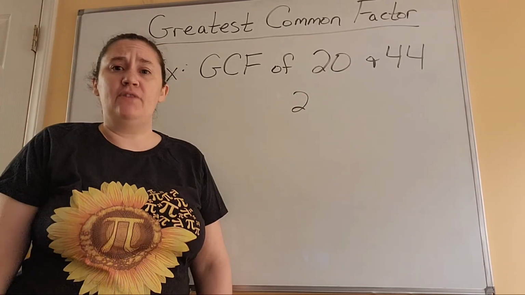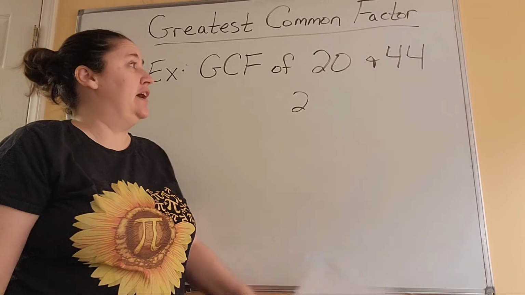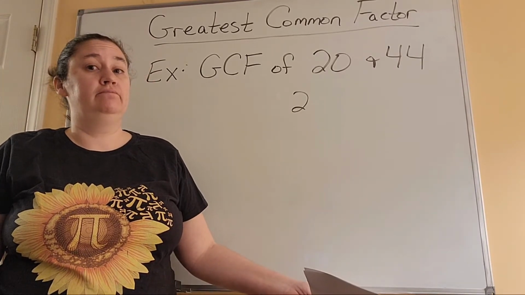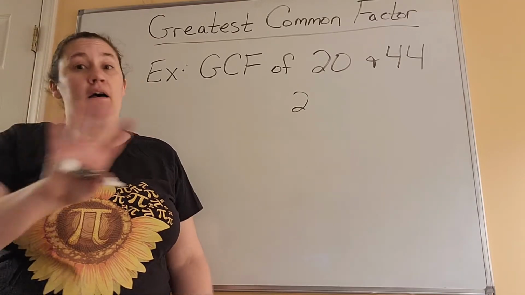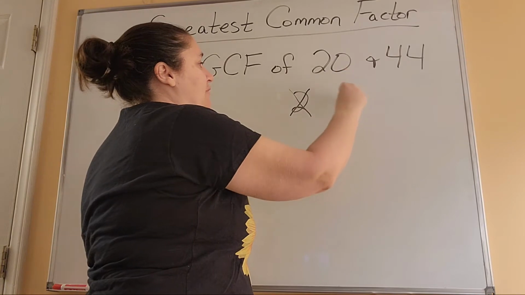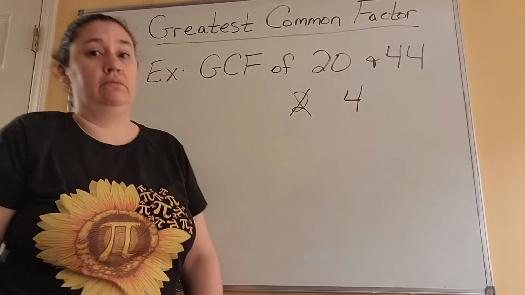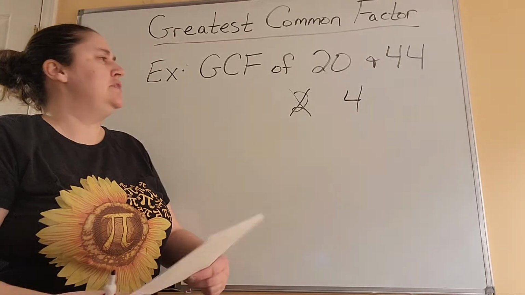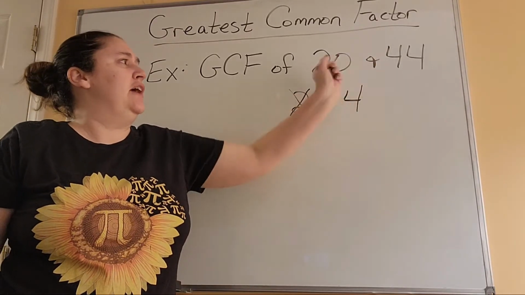Is there a number you could divide 20 and 44 by? They're both even, so how about 2? 2 might be the answer. Let's see if we can think of a bigger number that you could divide 20 and 44 by. Can you all think of one? How about 4? You can divide 20 and 44 both by 4. So that might be the greatest common factor.